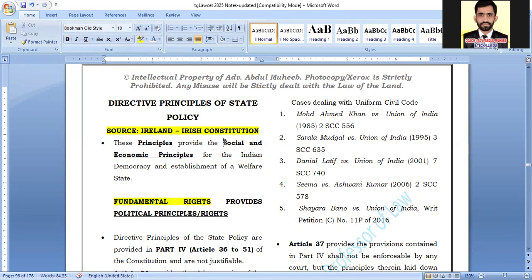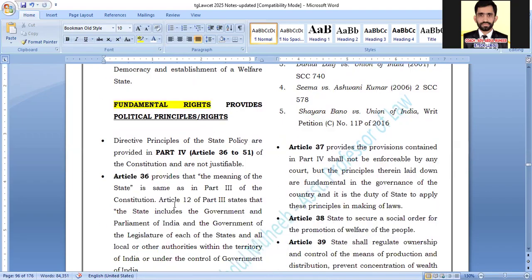Political principles and rights, which is it? Fundamental rights. Please remember this. This is the most common question which comes. Social and economic, DPSP. Political principles or rights, fundamental rights. Okay? Read the next paragraph.